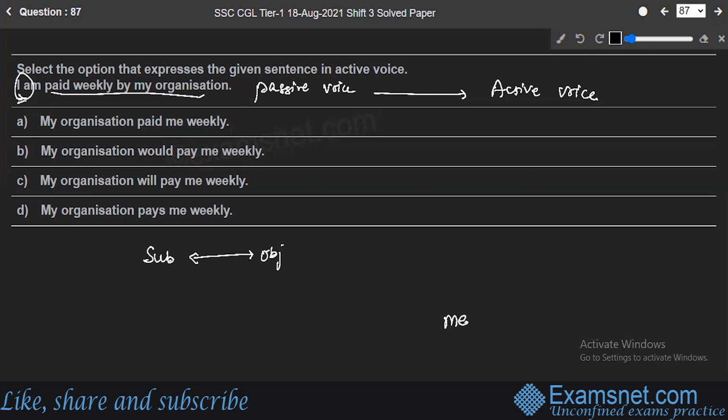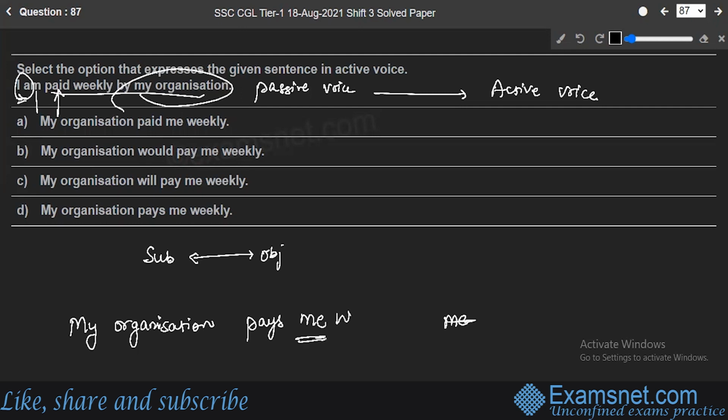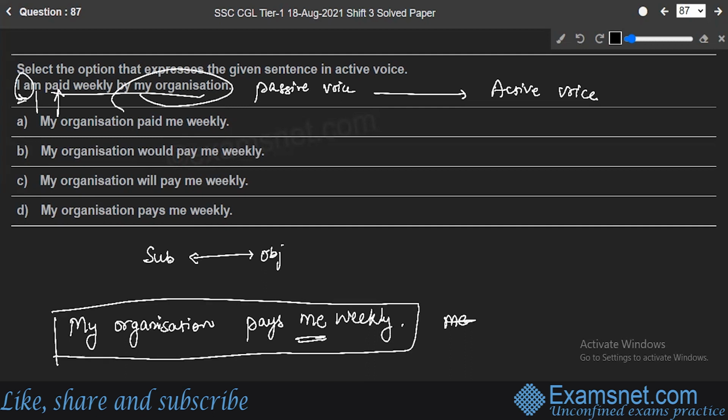Now, am paid is the second form of verb. My organization will become the subject now because it is the object in the passive voice. So it will be my organization. Now, am paid will become pays, first form of verb plus S. So my organization pays me. I will be transformed into me, weekly. So in the active voice, this sentence will be my organization pays me weekly, is the correct answer to the question, and it is option D.